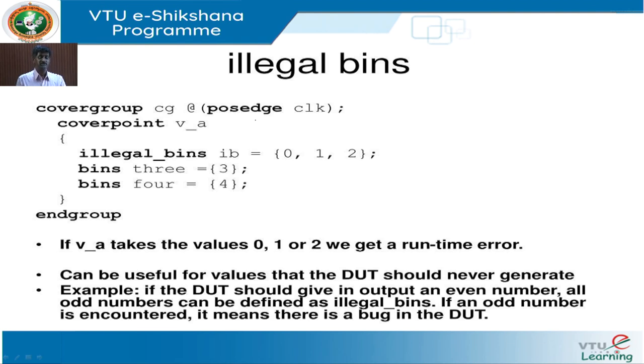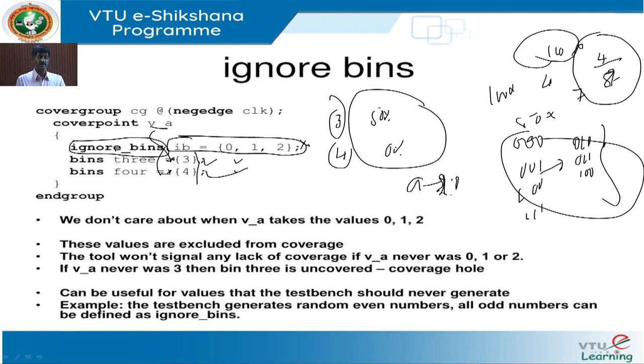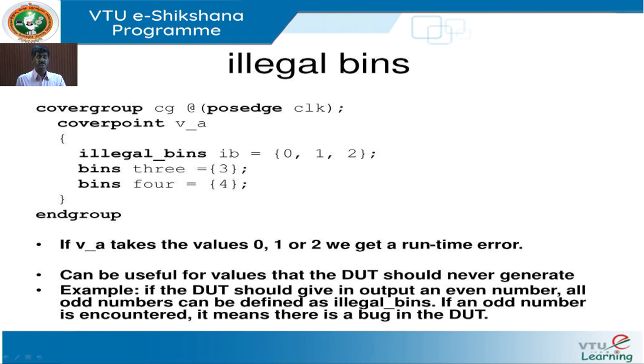Illegal bins: covergroup CG, positive edge of the clock, coverpoint VA, illegal bins instead of ignore bins. I can have illegal bins IB with 0, 1, 2; these are the illegal values. So if VA takes the value 0, 1, 2, then I will generate an error at runtime, so I can have a runtime error once it takes the value. Again, 3 and 4 will be taken care of. When will it be useful? It will be useful when the DUT should never generate these values, in the responses that you generate.